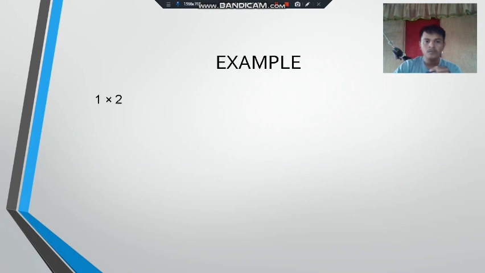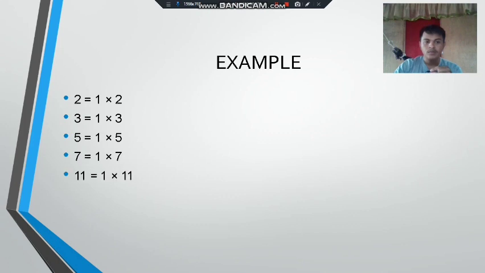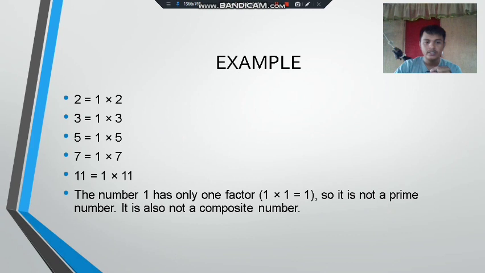Example: 1 times 2 is equal to 2, 1 times 3 equals 3, 1 times 5 is equal to 5, 1 times 7 is equal to 7, 1 times 11 is equal to 11. The number 1 has only one factor. 1 times 1 is equal to 1. So it is not a prime number. It is also not a composite number.